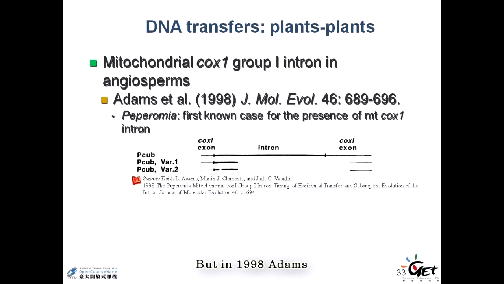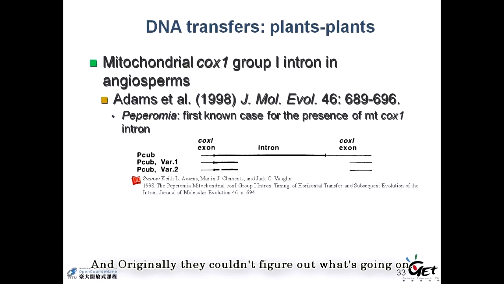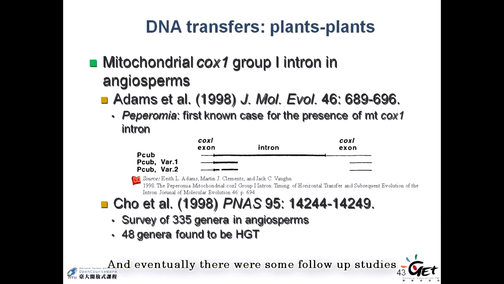But in 1998, Keith Adams found a piece of intron in Peperomia. It's a paper based on Southern hybridization. This is the first case, and originally they couldn't figure out what was going on. Eventually there were follow-up studies that surveyed a lot of angiosperm genera, and they found 48 genera that contain this COX-1 group 1 intron.